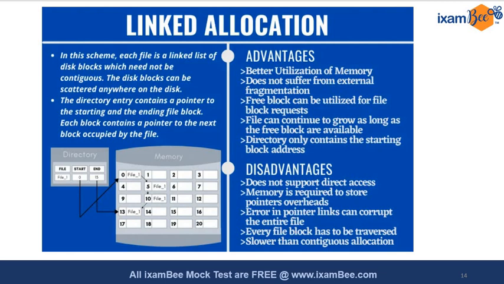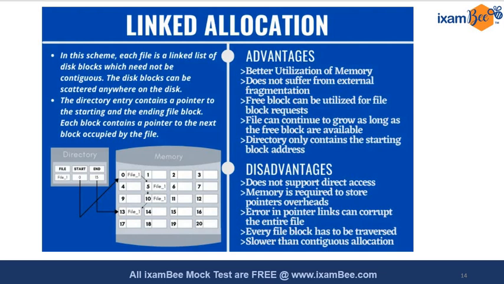The directory will contain three things again: the file, the start, and the end. Suppose this is starting from 0. We will take this example to understand everything. We are starting from 0 and ending at 13. So how will I go from 0 to 13 when I don't know the way in between? What will happen here? I'll go to the 0th location. The 0th block will contain the pointer to the next block that is occupied by the file.